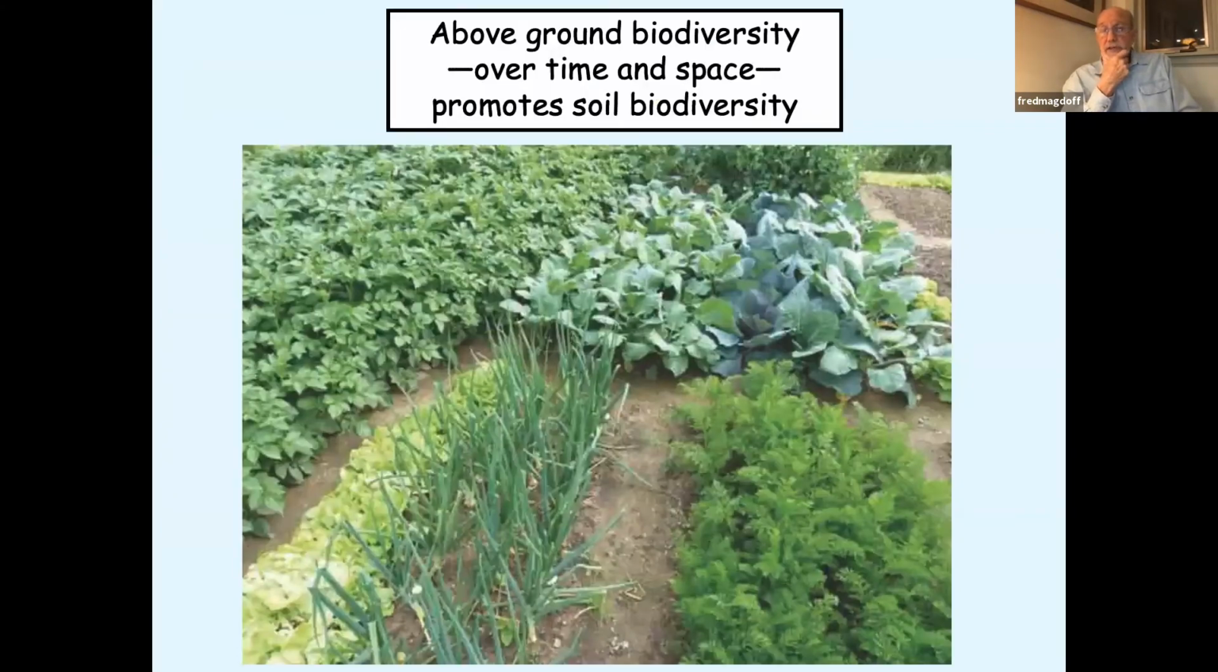So you can get biodiversity above ground in space. This is an example of lots of different plants being grown in basically one field. These are in beds for vegetable production.